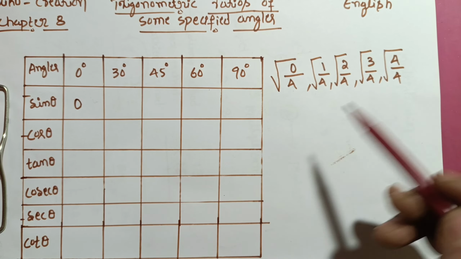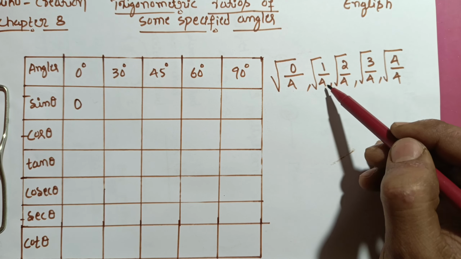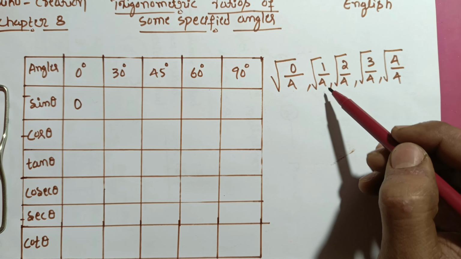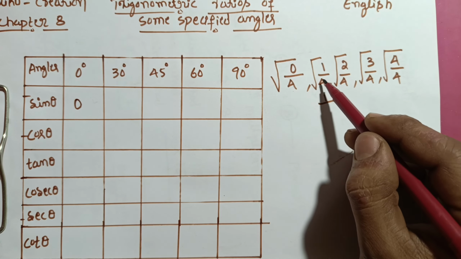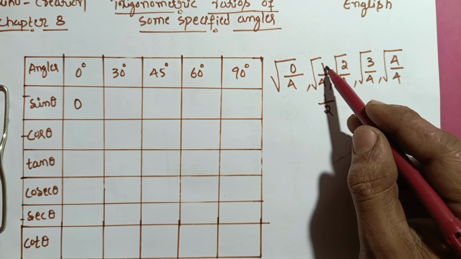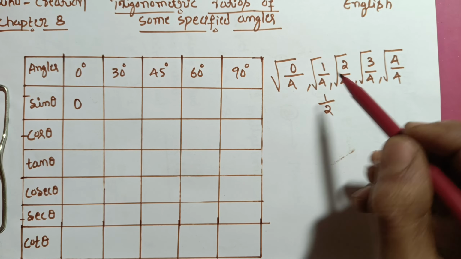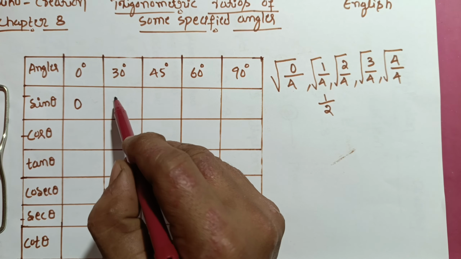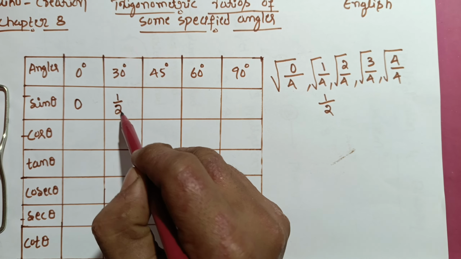Now comes the next one. 1 by 4: square root of 1 is 1, and the square root of 4 is 2. Therefore, sin 30 degree value is 1 by 2.